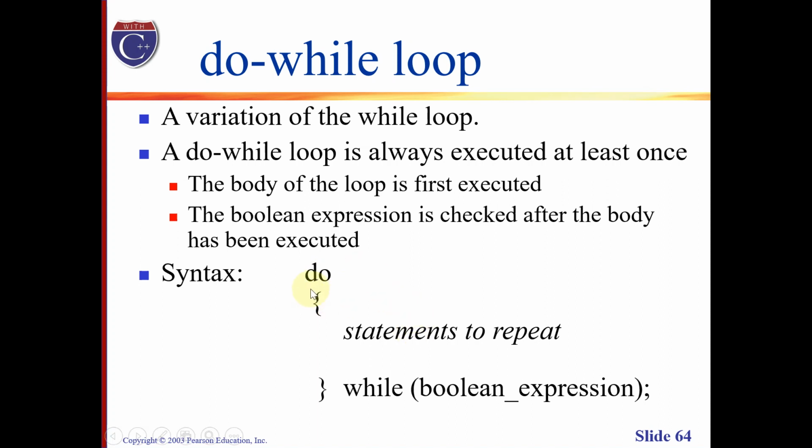As you can see here, the loop body would be first executed, and then that's the time that we will look into the Boolean expression whether it is true or false. Then that would be the basis if the loop would return to the top and repeat what was included in the loop body. So this is the basic syntax for a do-while loop.